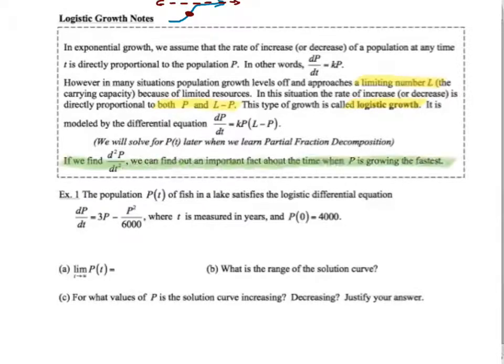We're not going to solve for p of t right now, so we're not going to separate and integrate now. We have to learn partial fraction decomposition, so we'll come back and do more logistics when we get there. But if we find d squared p over dt squared, the second derivative, we can find out an important fact about the time when p is growing the fastest. That's the dot on the graph that I drew up there at the top. That is the inflection point of the function, when it changes from increasing to decreasing, or concave up to concave down.